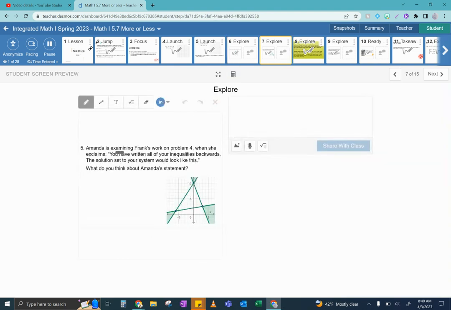Next question. It says, Amanda is examining Frank's work on problem 4 when she exclaims, "You've written all of your inequalities backwards. The solution set to your system would look like this." So what do you think about Amanda's statement? How would you articulate this right here and tell Frank he's wrong? Because we already know what the answer is. The answer is inside. How would you help him see that his answer is wrong? And do you agree with Amanda's statement that you wrote it backwards?